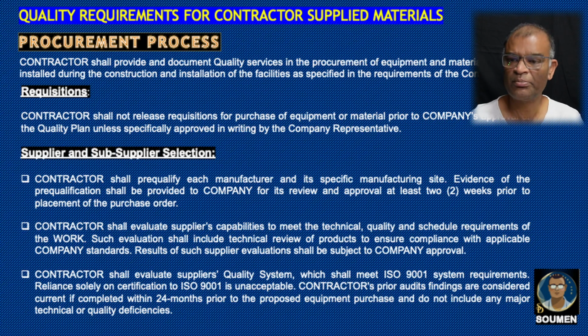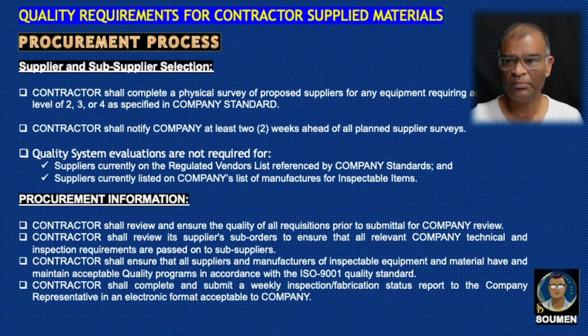Contractors shall evaluate supplier's quality system. Nowadays, compliance to ISO 9000 system requirements is mandatory. Contractor prior audit findings we need to see, to check their previous records to have some confidence in the supplier or vendor. Contractors shall conduct a physical survey of proposed suppliers for any equipment requiring an inspection level of 2, 3 or 4 as specified in the company standard.